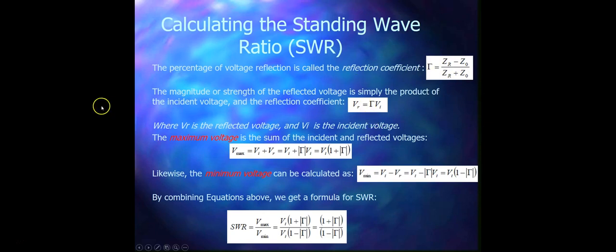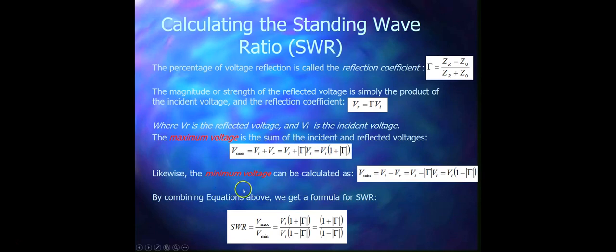Further, the magnitude of the reflected voltage is simply the product of the incident voltage and the reflection coefficient. So the reflected voltage is given by this equation, and then you can calculate the maximum voltage, which is the sum of the incident voltage and the reflected voltage. In place of the reflected voltage, you put this value, with the absolute sign, and you get this result.